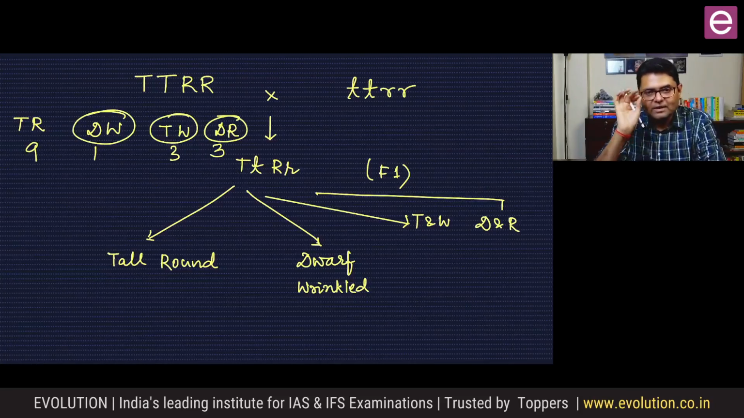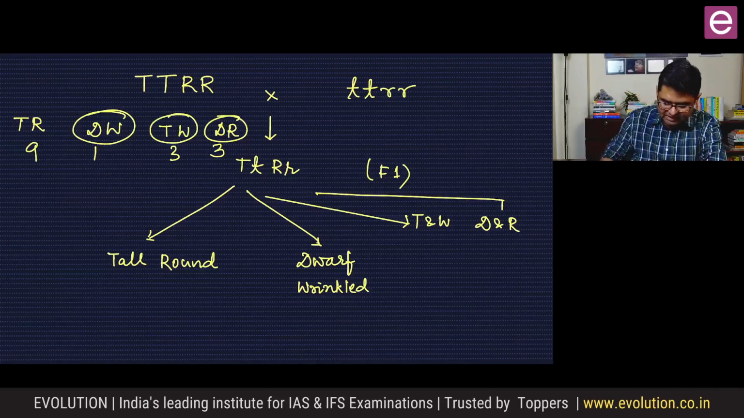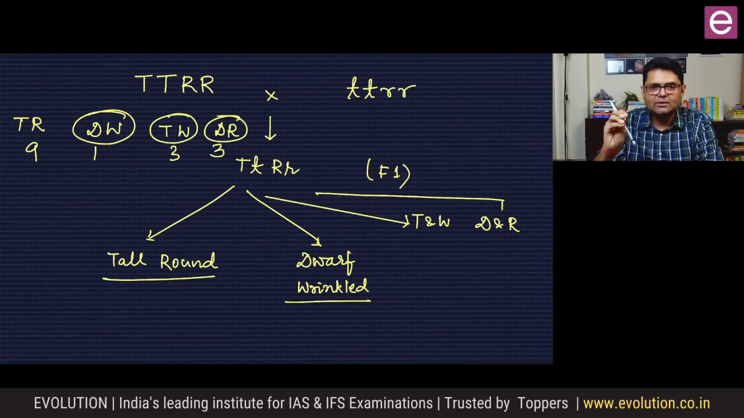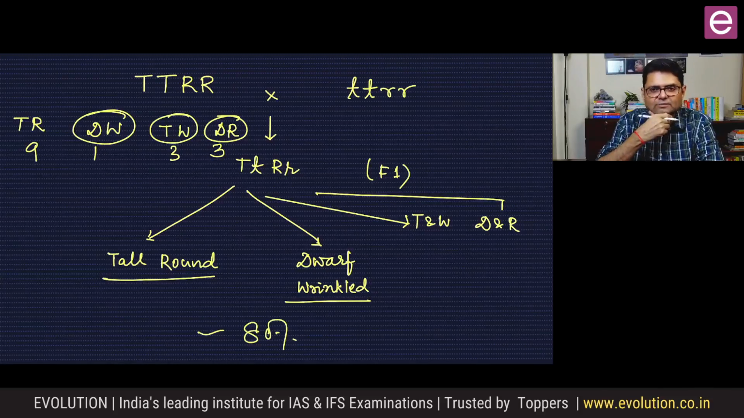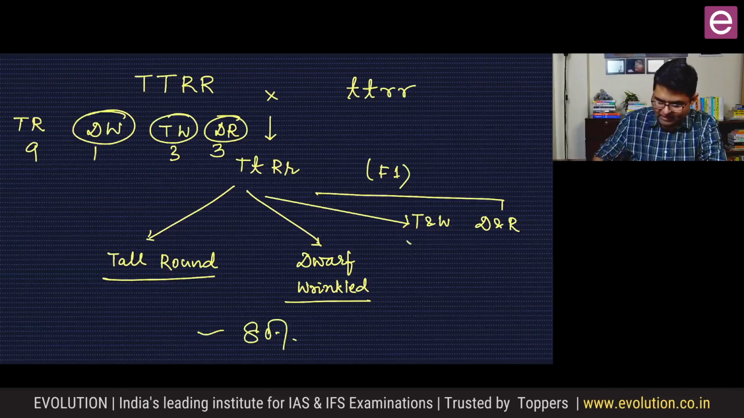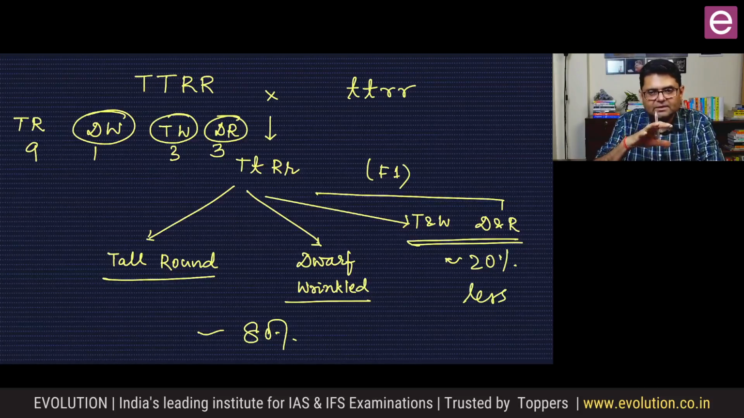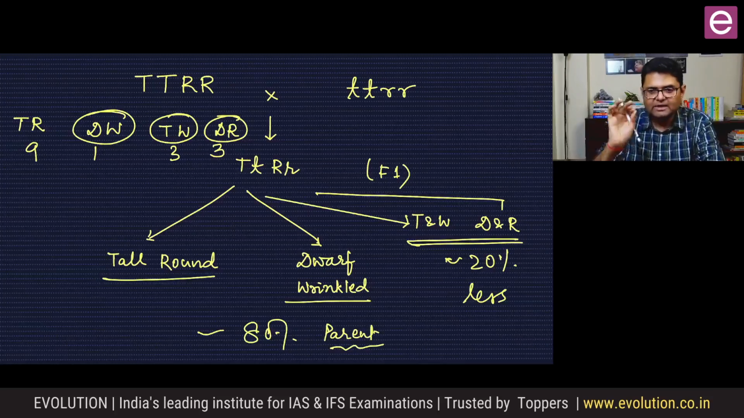But if, let us for a moment imagine that they are linked genes, what you are going to see is that tall round and dwarf wrinkled will together account for almost what? Maybe 80% of the offsprings. And this will be about 20% or sometimes even less. So what do you see here? You see that parental types are much more abundant compared to the recombinant types.